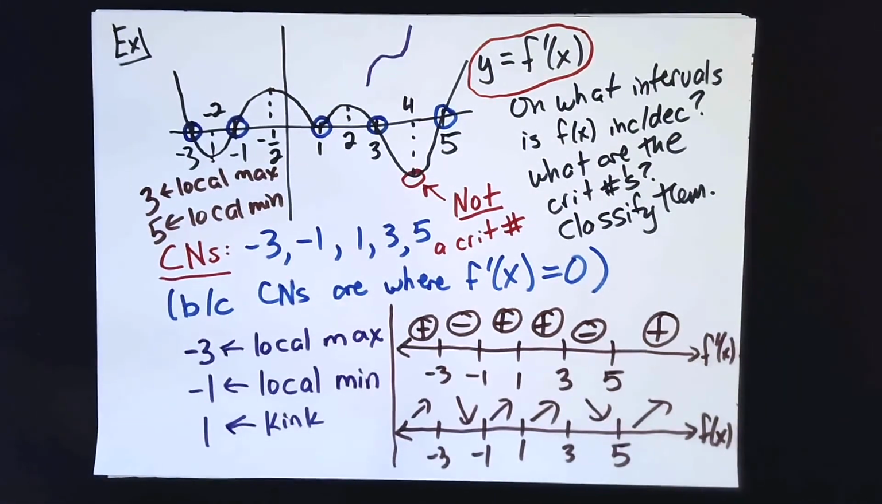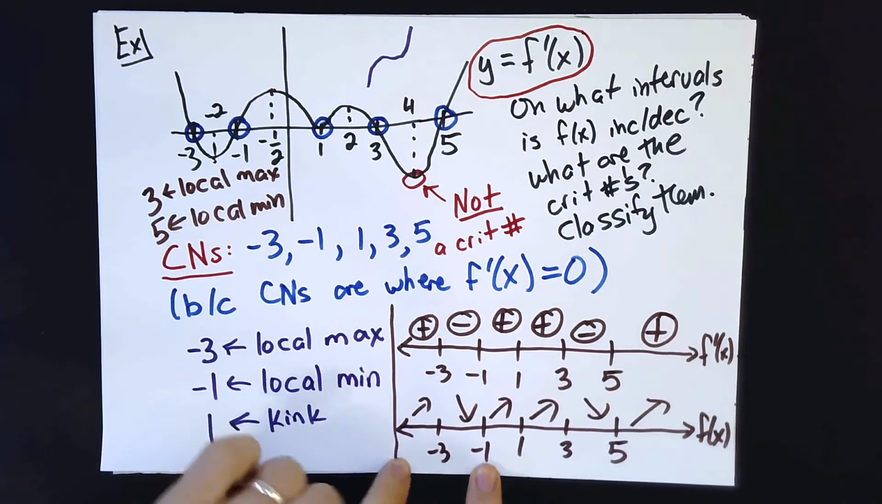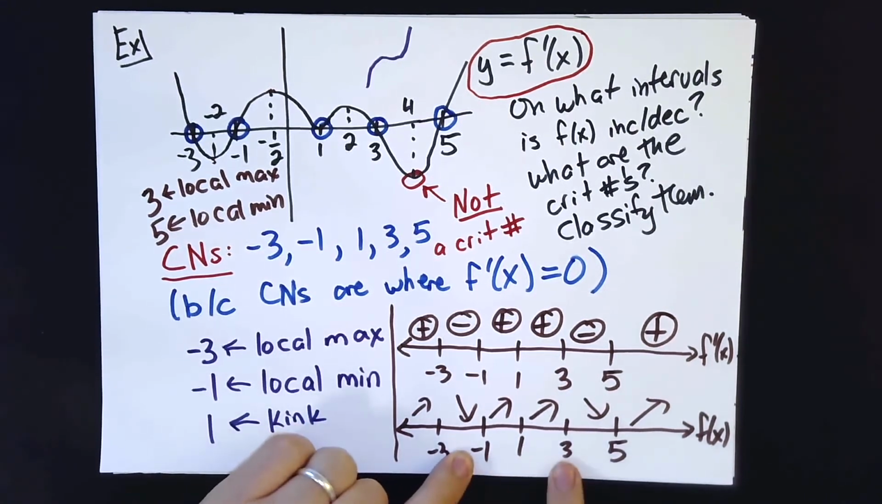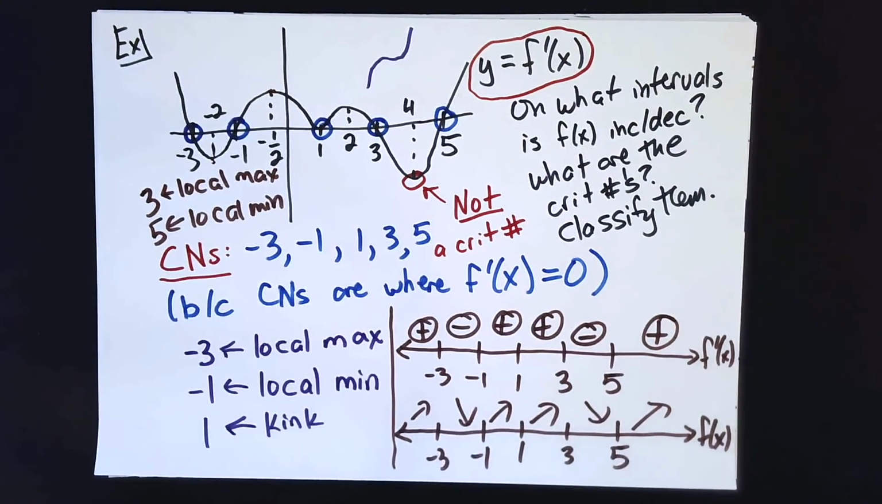I won't write this out, but if I were to write it out, it would say this function f is increasing from -infinity to -3. It's decreasing from -3 to -1. It's increasing from -1 to 3, decreasing from 3 to 5, and increasing from 5 to infinity, just like we did in all the previous examples.